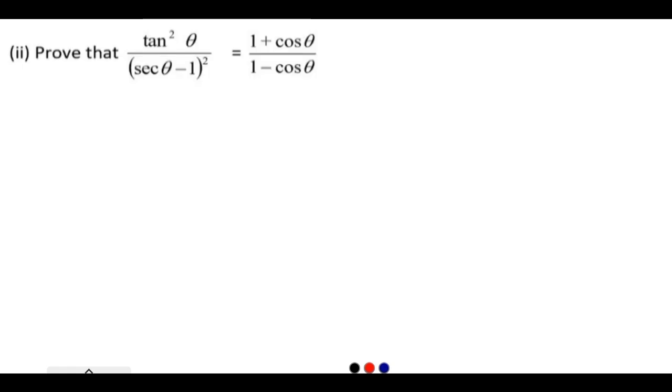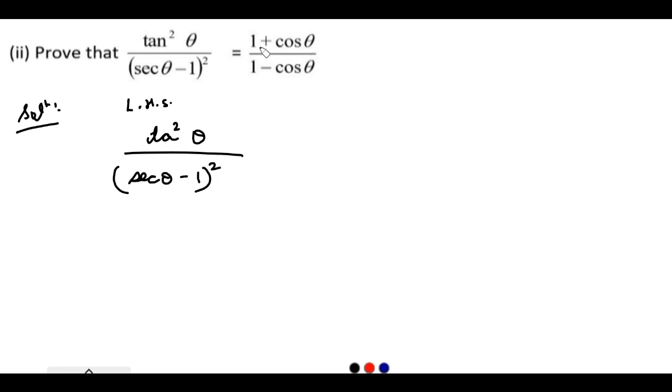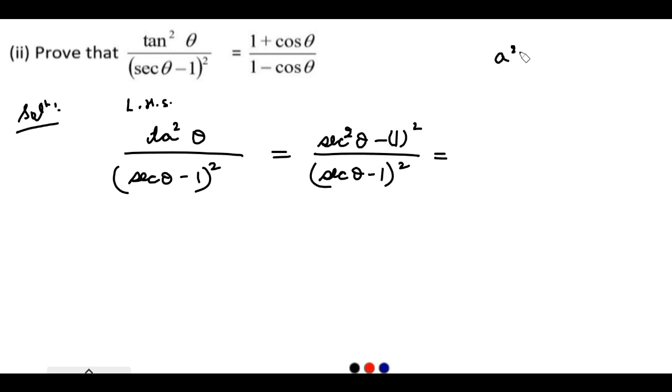Next question, second part, is related to trigonometrical identities. We are considering the left hand side, that is tan square theta upon sec theta minus 1 whole square, and we have to prove it is equal to 1 plus cos theta upon 1 minus cos theta. In the numerator, we are applying the formula a square minus b square is equal to a plus b into a minus b. By this formula, sec theta plus 1 and sec theta minus 1.